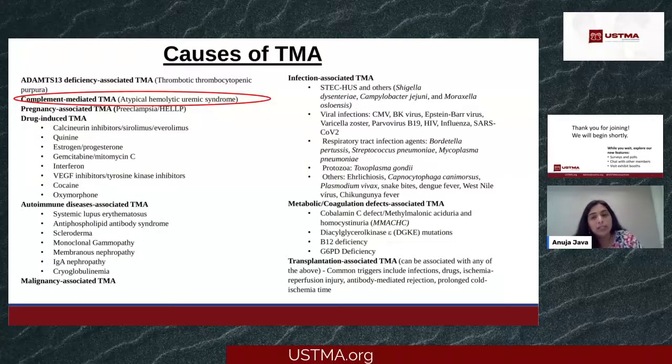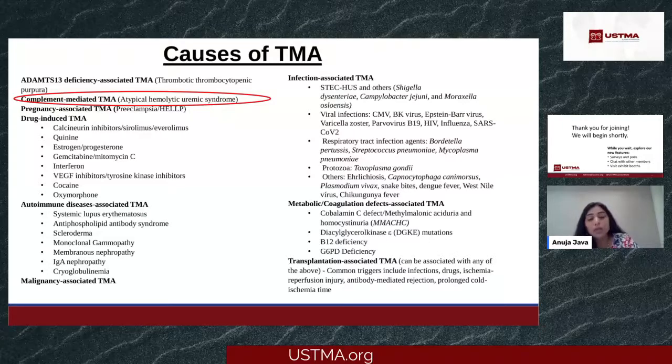Now, thrombotic microangiopathy is a broad term, and there are multiple causes for the disease. So some of you may have heard about ADAMTS13 deficiency-associated TMA, which is commonly known as TTP, complement-mediated TMA, which is what I'm going to talk about today, pregnancy-associated TMA, which can happen with preeclampsia or HELLP, and there'll be sessions on that later on. However, it's important to remember that thrombotic microangiopathy can also be caused by a number of medications or drugs, and I've listed some of those here.